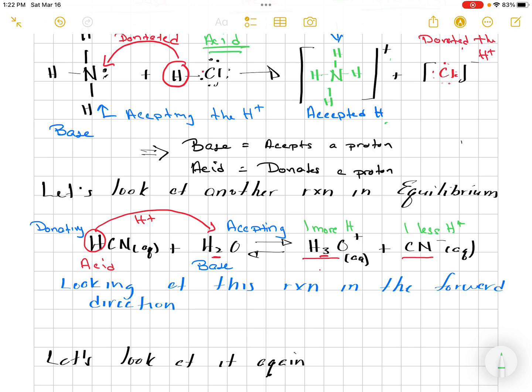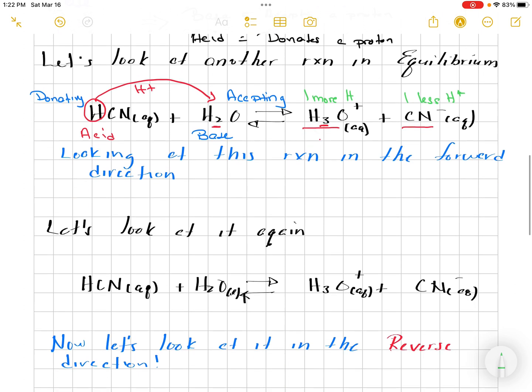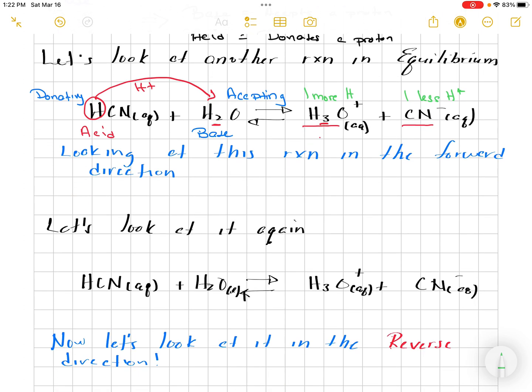Now, let's take a look at this reaction again, but now we're going to look at the reverse. Let's look at this reaction in the reverse direction. When I say the reverse direction, what I'm saying is we're going to look at it as if the direction of the reaction was moving to the left. So now we're going to take a look over here where the products are, and the situation's kind of changed a little bit. So now you have hydronium reacting with cyanide.